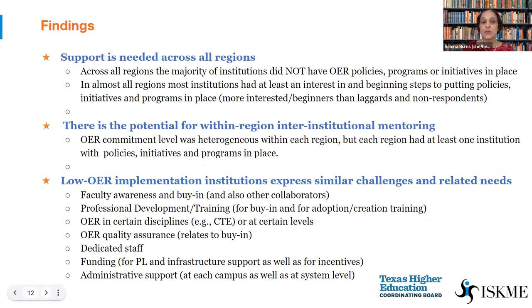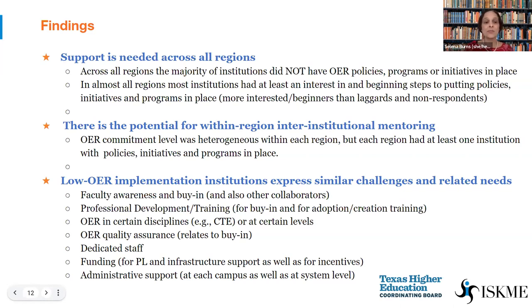Next slide. So what are the findings that we found across both the quantitative and the qualitative data? First of all, we saw that support is needed across all regions. We didn't see some regions where almost all the institutions were advanced in their OER implementation and other regions where none were advanced. There was really a mix in every region, but also in every region, there were more institutions at the laggard, interested, or beginner level than at the advanced level. At the same time, there was at least one institution in every region that was advanced. So there is the possibility to build these mentoring relationships and networking opportunities on a regional level.